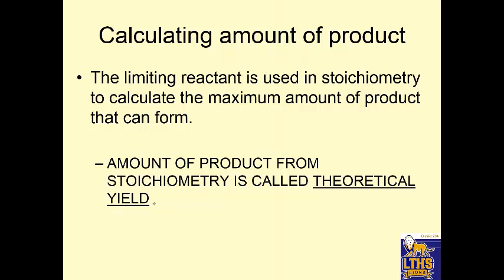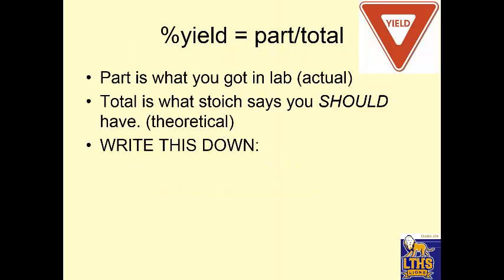Remember, yield means product. So the amount of product that comes from the limiting reactant is called a theoretical yield because in theory, if everything goes perfectly, that's the most you can get out. Okay. Percent yield is a comparison of what actually comes out of the lab experiment compared to what you should get using stoichiometry. Okay? So percent yield is the part over the total. The part is what you get in the lab. The total is what stoichiometry says you should have, and that's called theoretical.